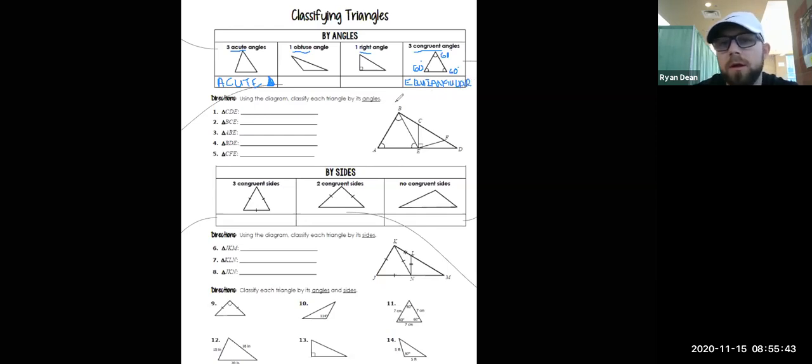Equiangular triangle. And this word just means that all of the angles, that's angular, all of the angles are equal. So equiangular, equal angles. Okay, so this is a special kind of acute triangle. So I'm just going to put that as a little side note for us. Special kind of acute.